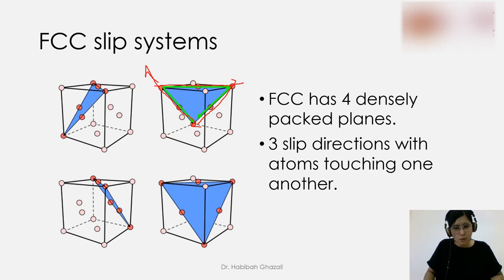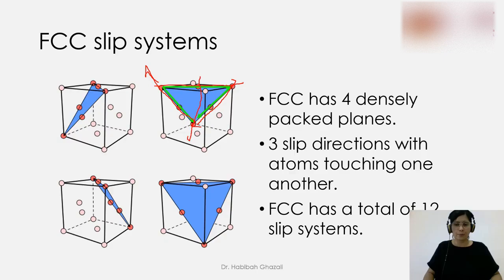They won't choose this direction here because the atoms are not densely packed in that direction. So they have 4 densely packed planes, and in each plane there are 3 slip directions in which the atoms are touching one another. So FCC has in total 12 slip systems. One example of an FCC crystal structure metal is copper.